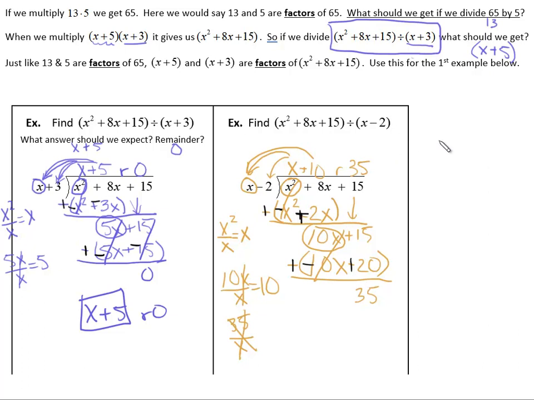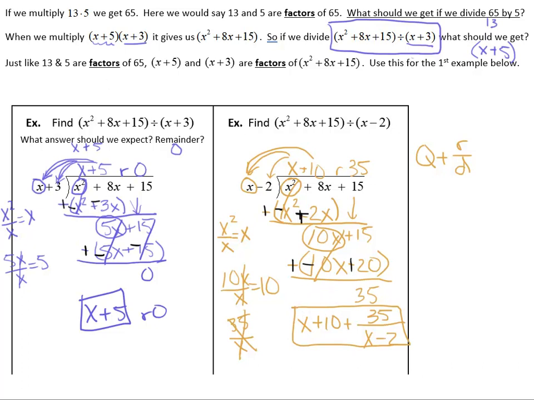And so this is where we're going to write our answer in the form: the quotient plus the remainder over the divisor. So when we write our final answer here, we can write it as x plus 10 plus our remainder, so we're going to create a fraction, 35 over the divisor, what we were dividing by, x minus 2. And that's how we'd write our answer if it has a remainder.